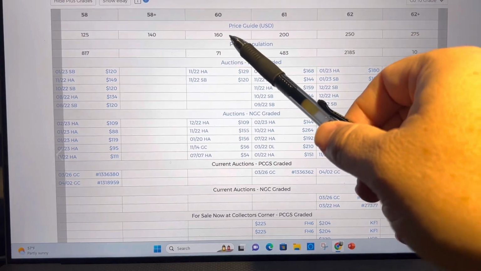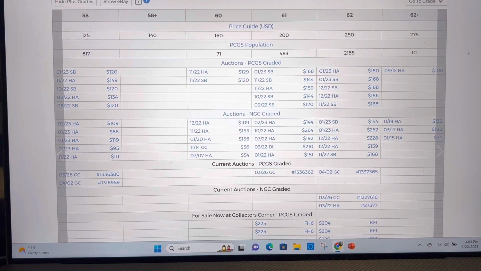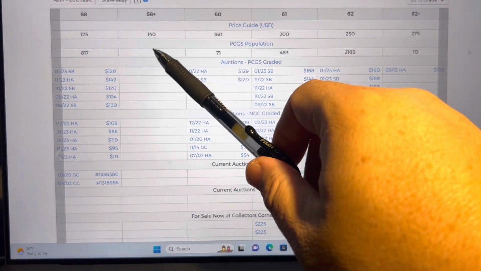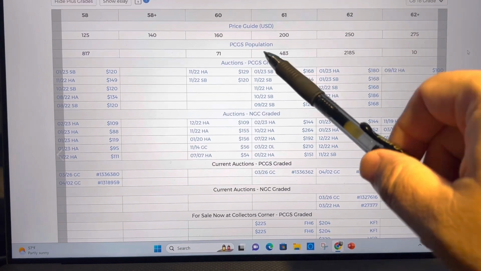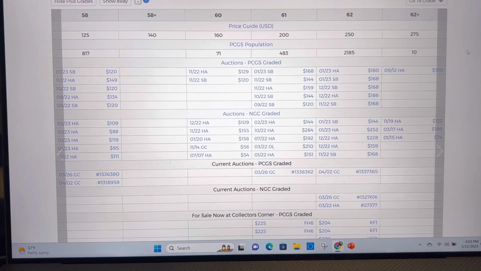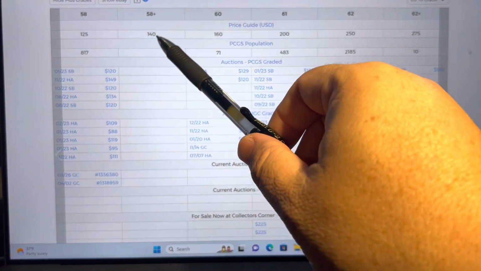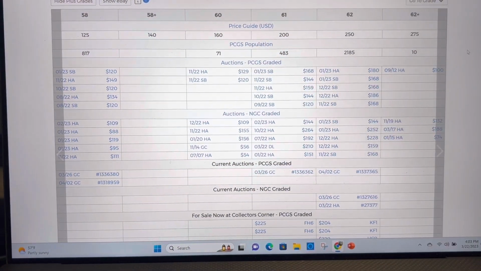But when we get here to 60, 61, there's virtually no difference whatsoever. It really depends on how generous your grader is during that time. So when you look at the populations here, notice in 68, there's 817 that were graded at that level. In 60, there's only 71, but it jumps up really high in 61 at 483. So that's a telling piece of data that not only do they not grade plus designated 58s, but they don't grade 60 that often either.